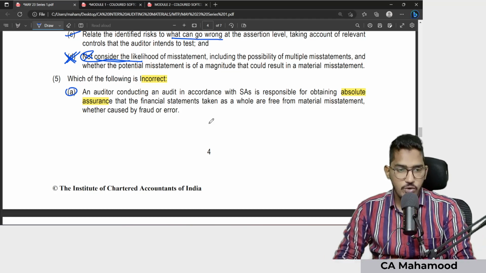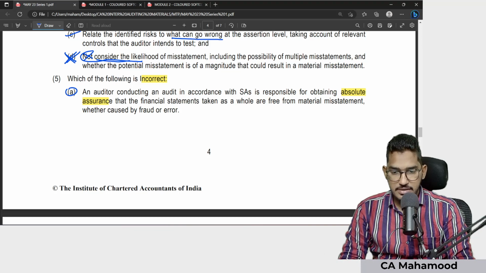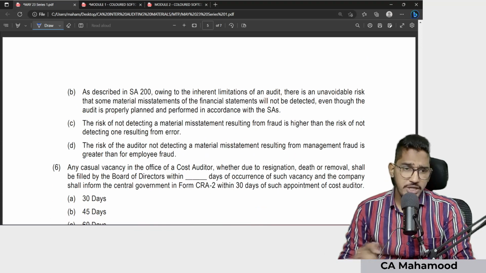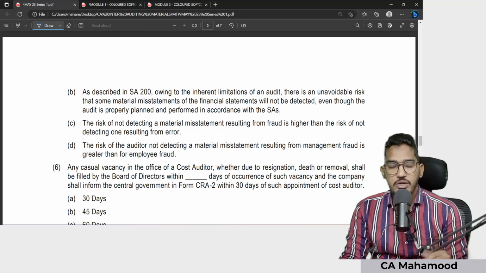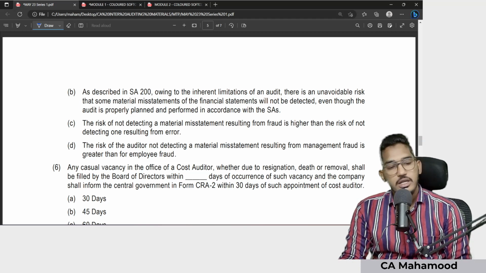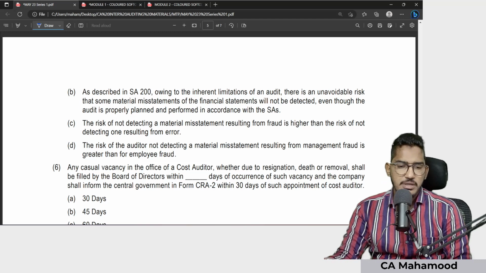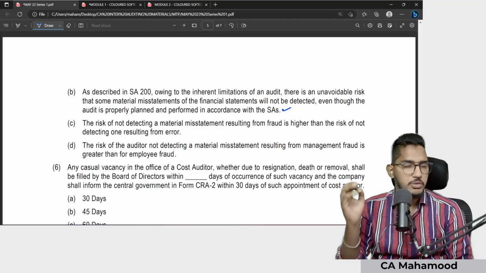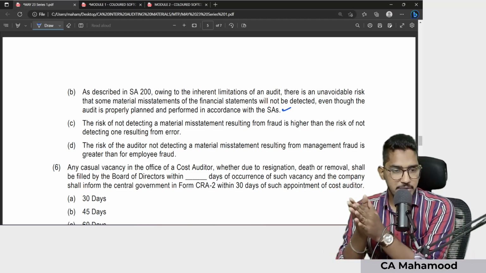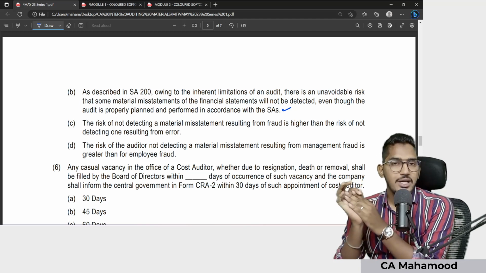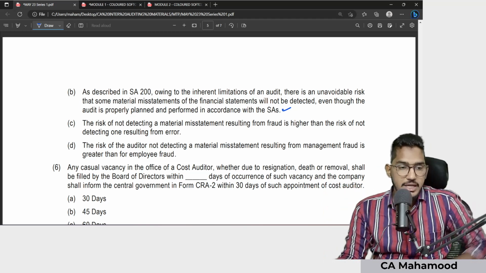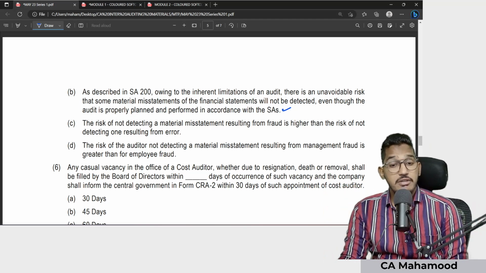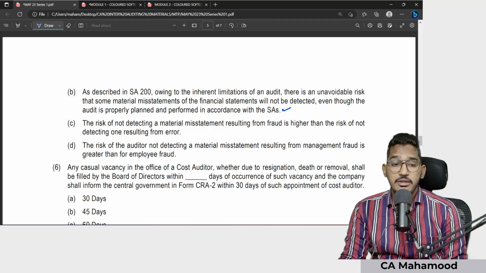But anyhow, let us read the other options also. So what is given in the other options? Option B, as described in SA 200, owing to inherent limitations of an audit, there is an unavoidable risk that some material misstatement of financial statements will not be detected even though the audit is properly planned and performed. This statement is correct only. So SA 200 says even though you perform the audit effectively, still because of some inherent limitations, no matter how effectively you do the audit, there is always a chance of some misstatements not getting noticed. This statement is correct. Next, the risk of not detecting a misstatement resulting from fraud is higher than the risk of not detecting one resulting from error.